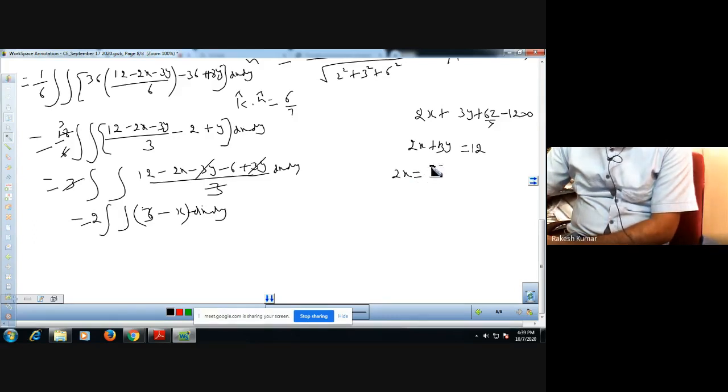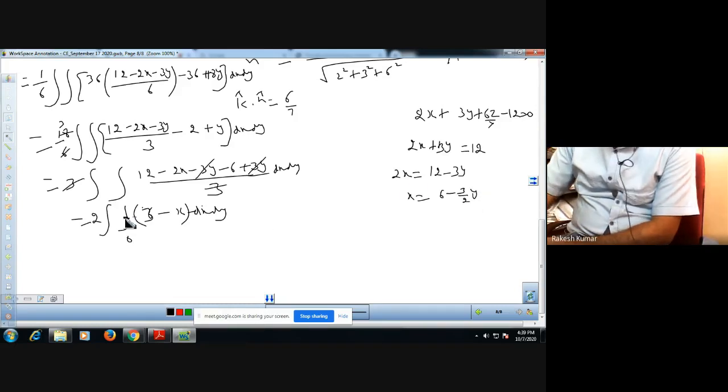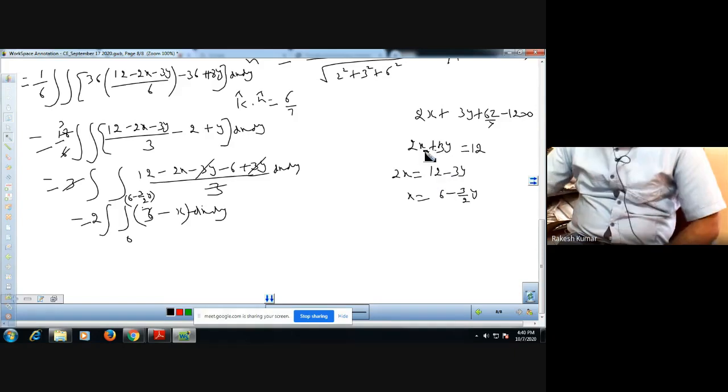Find out x: you should have 12 minus 3y. So x comes out to be 6 minus 3 by 2 y. So the limits of x are 0 to 6 minus 3 by 2 y.